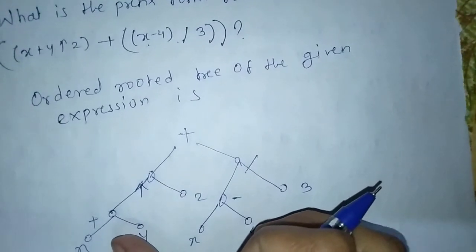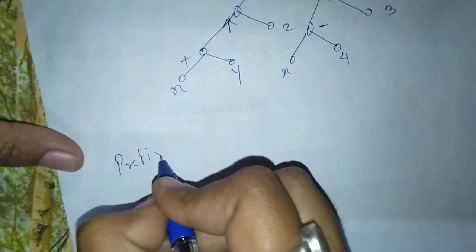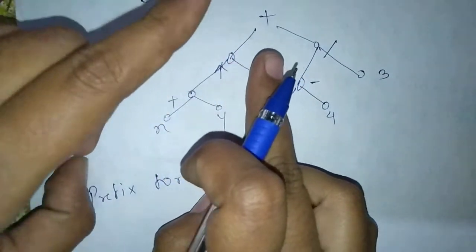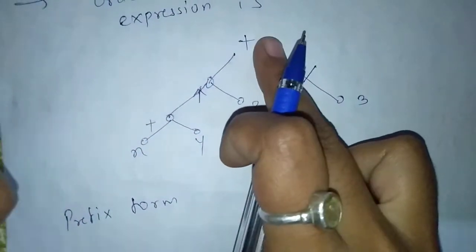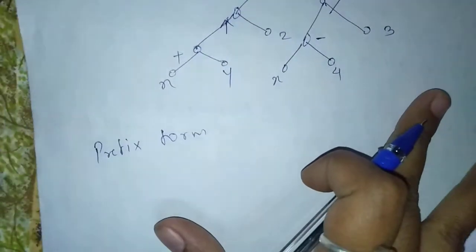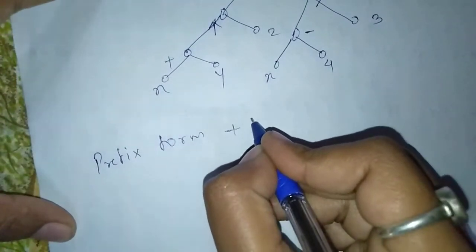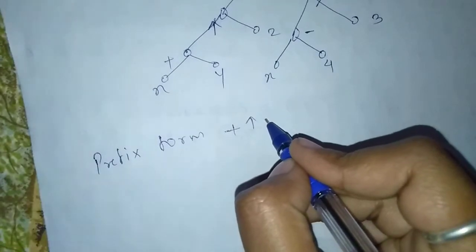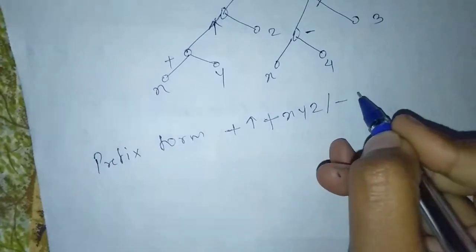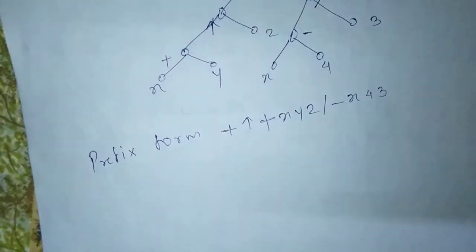Now to find the prefix form means preorder traversal. So prefix form is nothing but we first travel this, next travel this, and next travel this. So when we travel, we get the prefix order, meaning the prefix form like this: addition, exponential, again addition, x y, 2, division, minus x 4, 3. This is your job to find the prefix form.